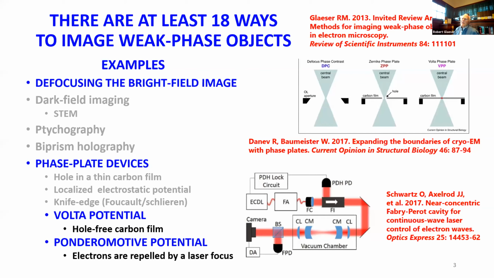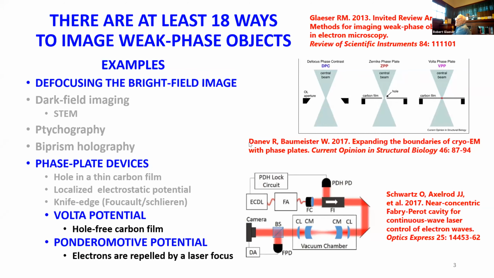So defocusing is a very good way, but I will address the question of whether it can be improved upon a great deal. Other ways of imaging weak phase objects include dark field imaging. STEM is the best way to do that. Ptychography, biprism holography. Then highlighted in blue again is phase plate devices. What I'm really going to be talking about.